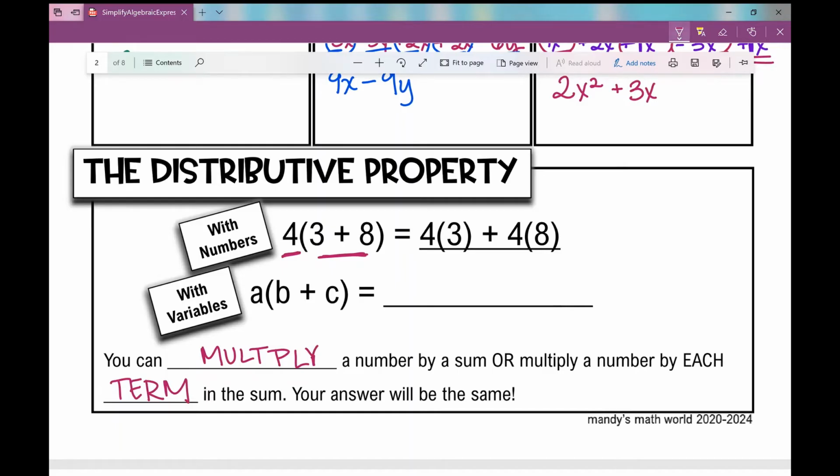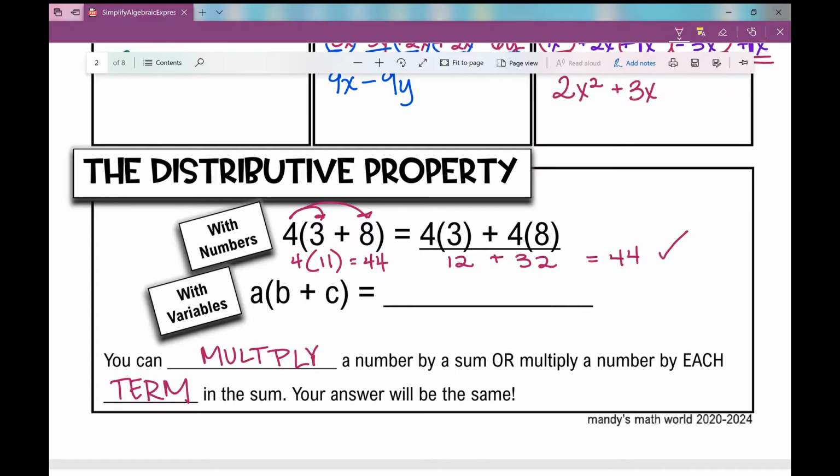Meaning, when I have this right here, 4 times 3 plus 8, let's look at the numbers first. 8 plus 3 is 11. 4 times 11, well, that's 44. Well, what if I take this 4 and I multiply it by each term in the sum? That means 4 times 3, which is 12, plus 4 times 8, which is 32. 12 plus 32 is 44. I get the same thing.